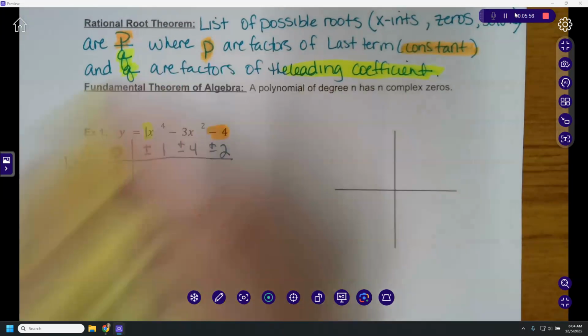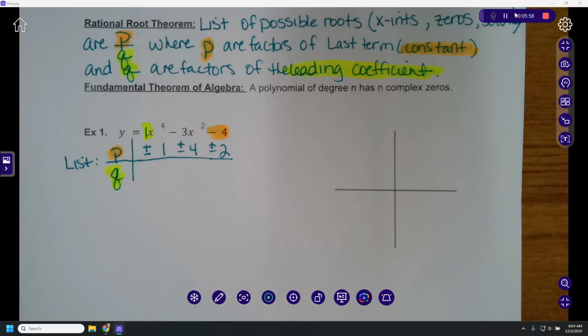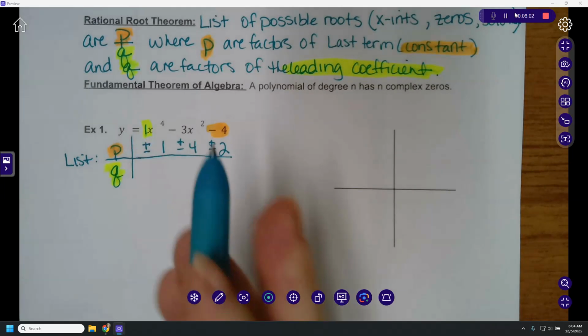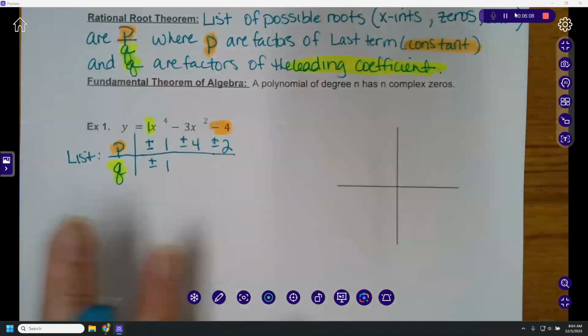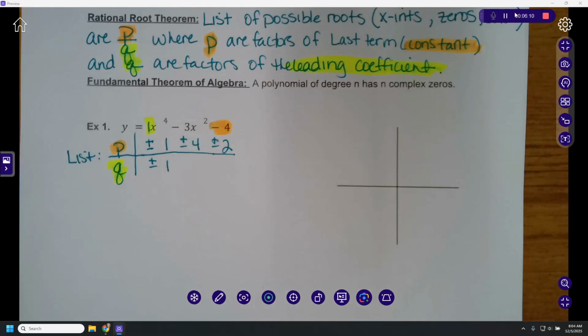This one's kind of an easy one. That's why I have us do the worksheet, because we're going to look at the worksheet and look at those later. The only factors of 1 are plus and minus 1. Okay, this is not my list yet. It just helps me make my list.